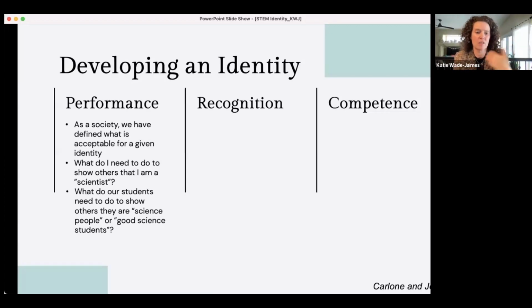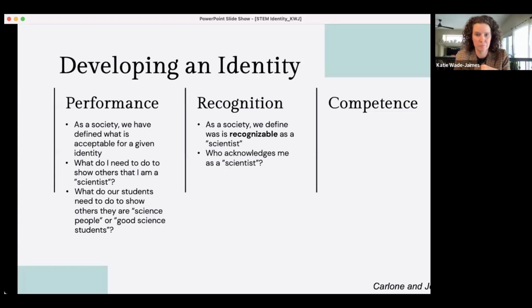And similarly for our students, they can try to perform these science identities all day long. But who is providing that recognition? So again, as a society, we define what's recognizable as a scientist. We define what are the things that we look for, what are the ways of behaving that are recognized, that we say, okay, that person is a scientist then. And when we think specifically about our students, we want to think, who is acknowledging me as a scientist?